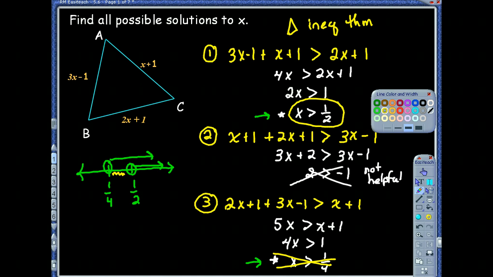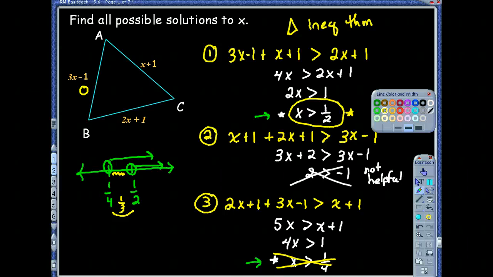And again, if you need to interpret it, you could check a point or check a value. Like a number between 1/4 and 1/2, I'm thinking 1/3. If I put 1/3 in for x here, 3 times 1/3 is 1. 1 minus 1 is 0. You can't have a side length that's 0. So again, you could test it if you're needing to see it. So 1/3 is greater than 1/4, all right? But because it doesn't work out, that supports why what you said here would work out.